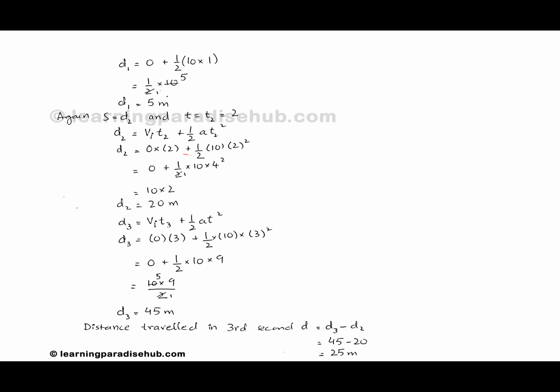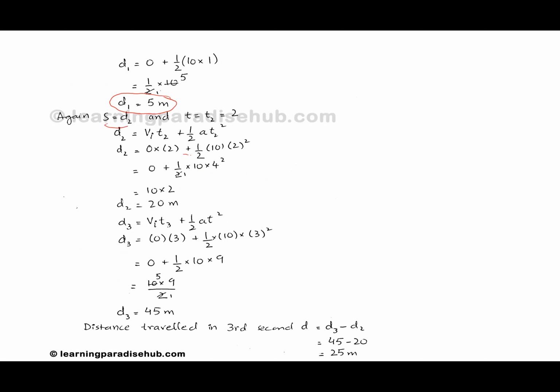So first we will find the distance in the first second. So using this equation, S is equal to ViT plus half AT square, you will find the distance traveled during the first second. So in place of Vi, we write 0, so this term will become 0. Then 1 divided by 2, in place of acceleration, we will write 10 meter per second square. And time is 1 second, so write 1 second.